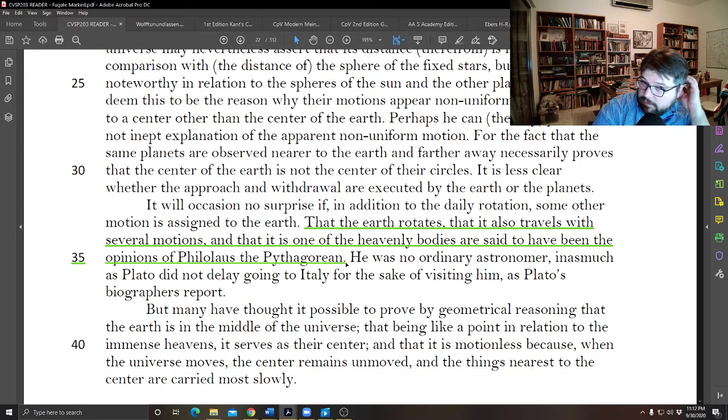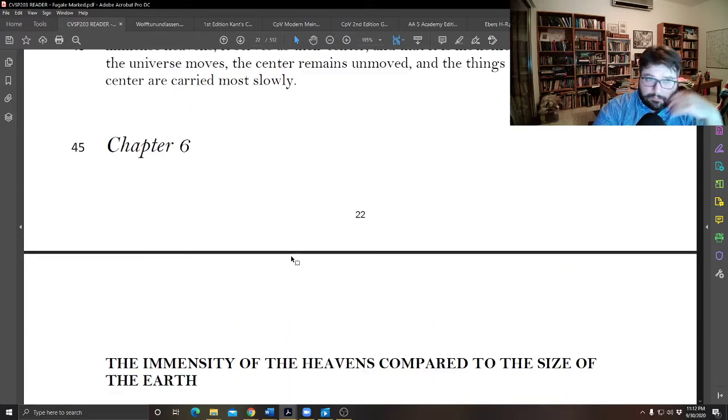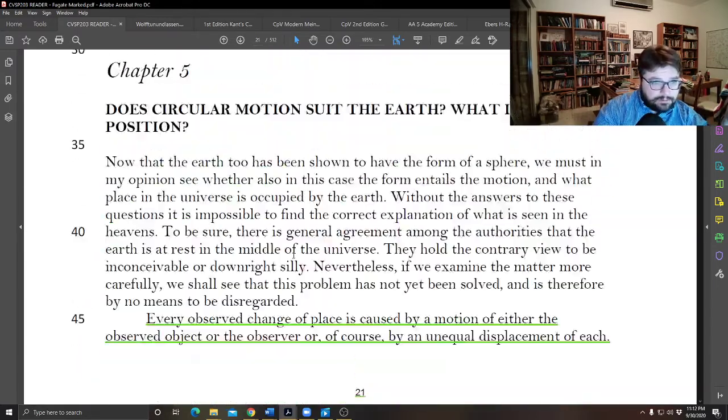So he's saying this idea that it moves shouldn't surprise us, but perhaps it also moves in more than just one way. Maybe it's not just the daily rotation. That's the rotation that, from Copernicus's point of view, is responsible for making it look like the stars are rotating, right? That's the rotation on the axis. Maybe there are some other motions assigned to the Earth. And he says, well, this was the view of a Pythagorean, right? Philolaus.